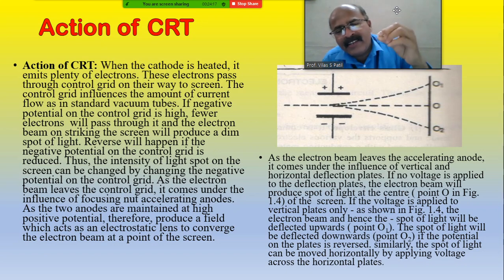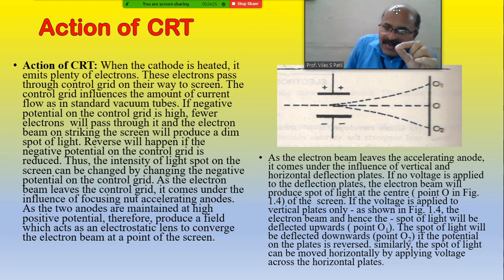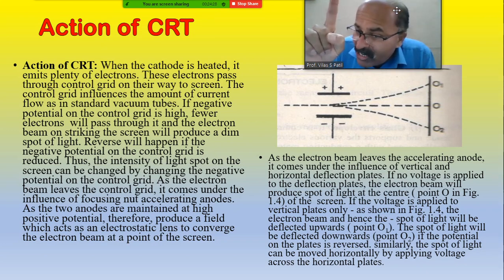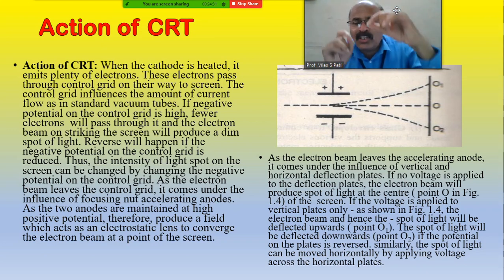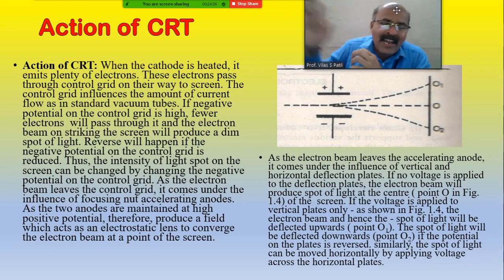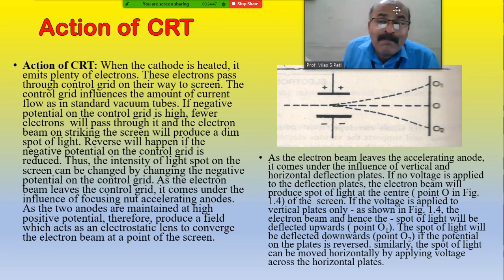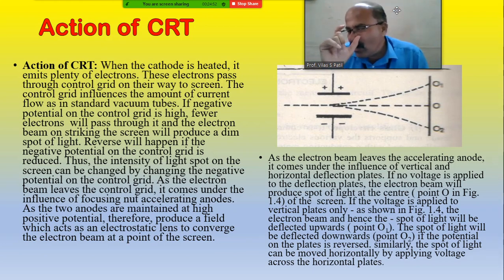And due to that, if the beam size is increased, brightness increases. If the beam size is decreased, the brightness will decrease, and it depends upon the negative potential on the control grid. If the negative potential on the control grid is increased, the size will decrease, and the light spot will become dim. If the negative potential on the control grid is decreased, the size of the beam is increased, and the light spot becomes brighter. It has large intensity, and you have to keep this relation in memory.